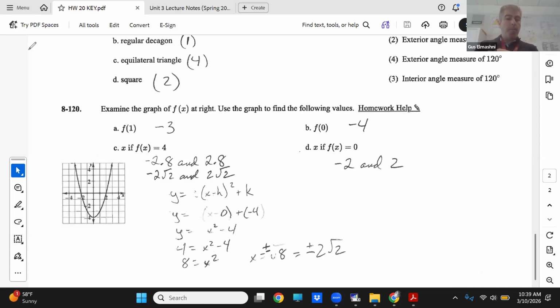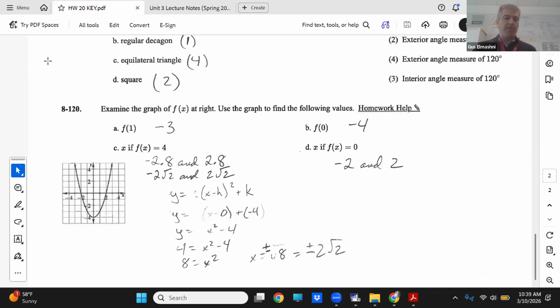What was that? Why at 1? Oh, you just look at where x is 1. What's the y value? -3. Yeah. But when the x value is 1. But how do you know f of 1 is supposed to equal x?